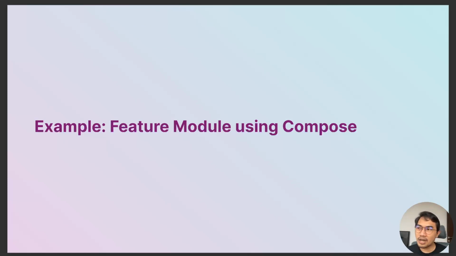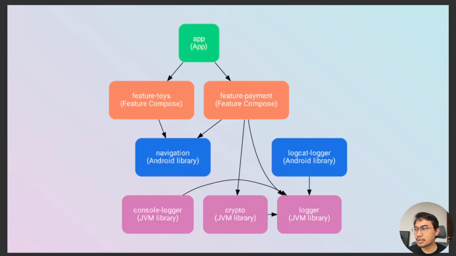Let's use feature module in the Toys app as an example. In the Toys app, the feature module is using Compose. Currently, there are only 2 feature modules, but if you want to add a new feature module, we can configure it faster with convention plugin. There are other module types as well, like application, JVM library, and Android library. But for this example, we are only going to create a convention plugin for feature module.